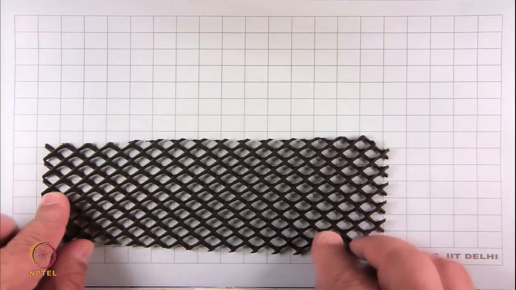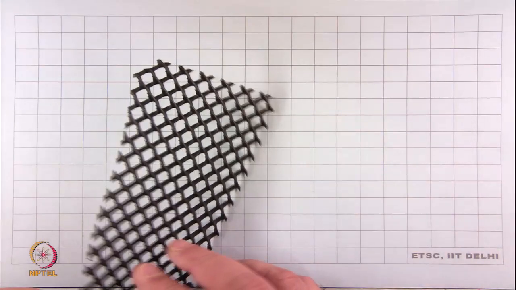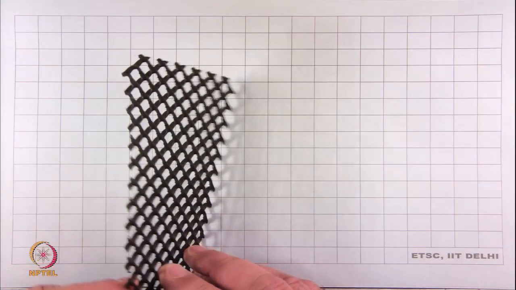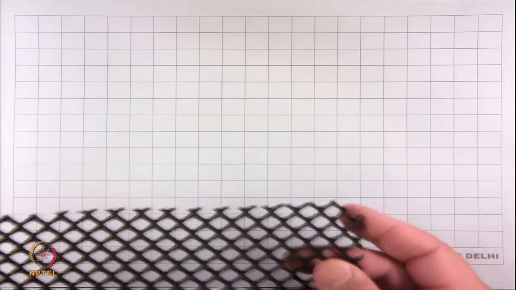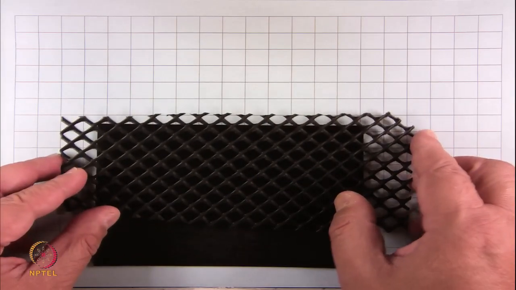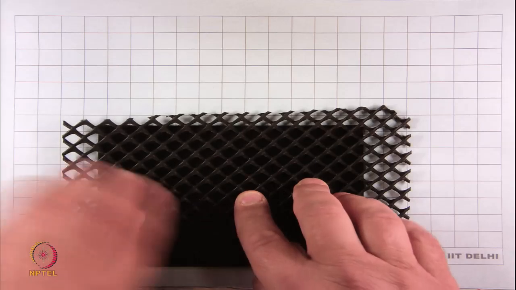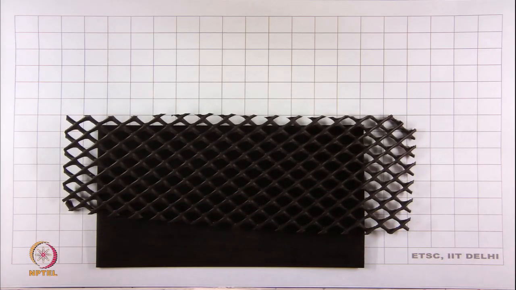It looks like a net, right. It has a thickness of a few millimeters. And suppose I'm taking a geomembrane and putting this net on top. Can this net replace the sand? That's the question.